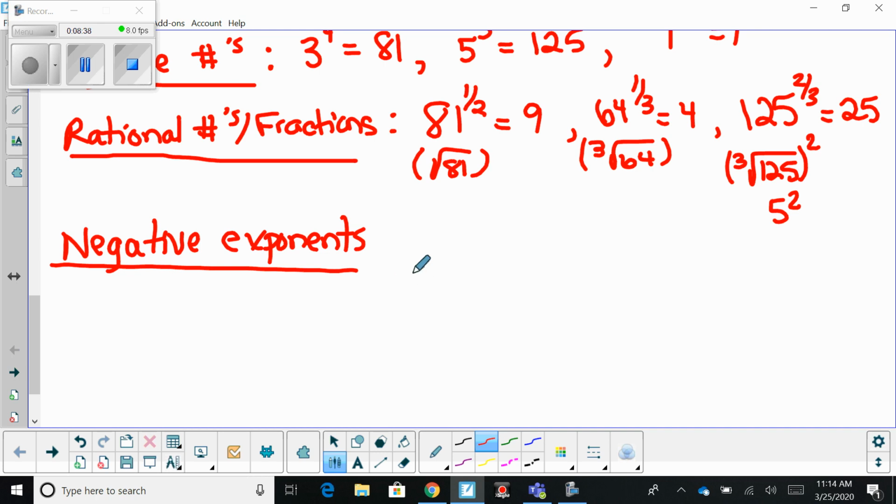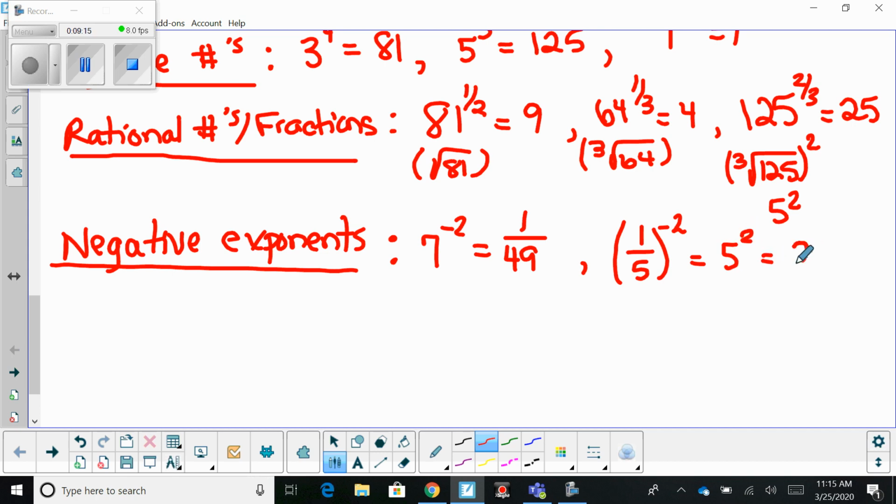All right, so if you have a negative exponent, if you see something like 7 to the -2, remember that negative is going to go down in the denominator, so that's really like 1/49. Move it to the denominator, the exponent becomes positive, so that would become 1/49. If you have a fraction, let's say 1/5 raised to the -2, then that 5 is truly coming up into the numerator to be 5 squared, and that would be 25.